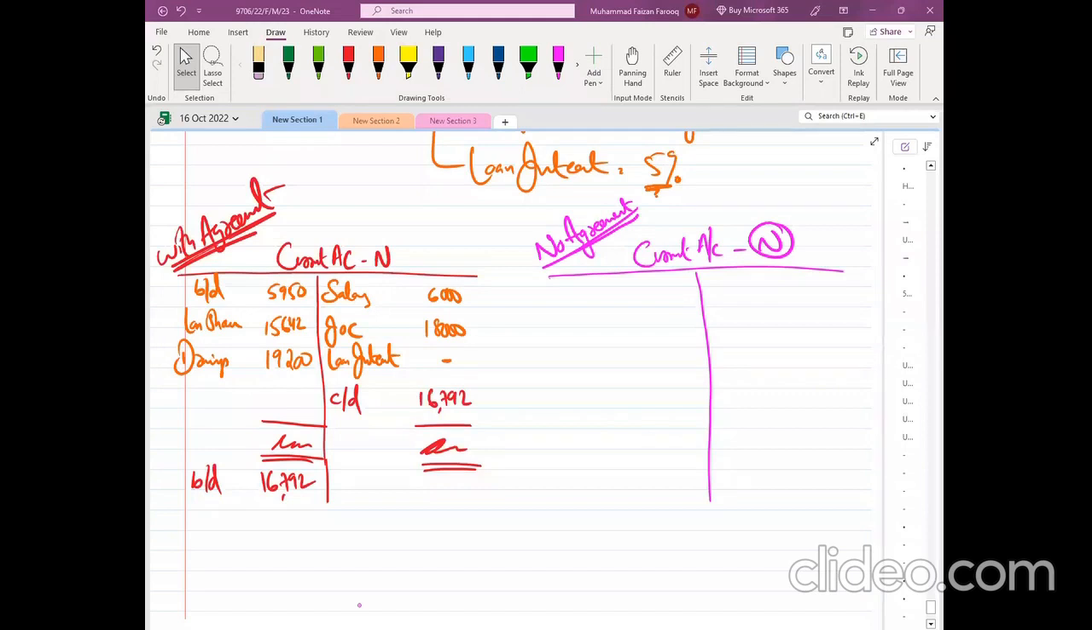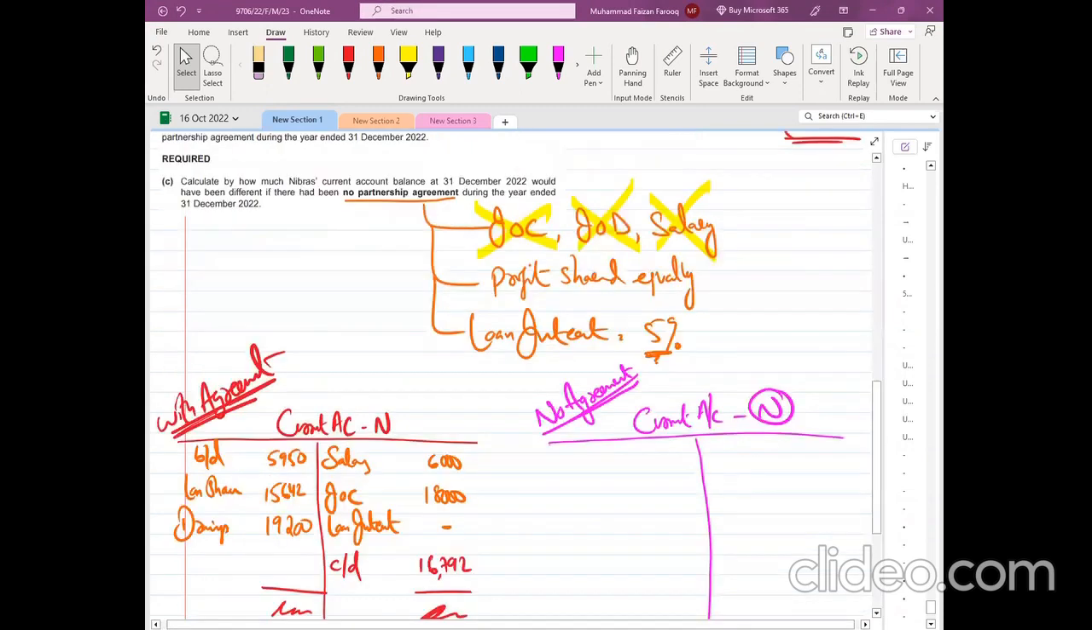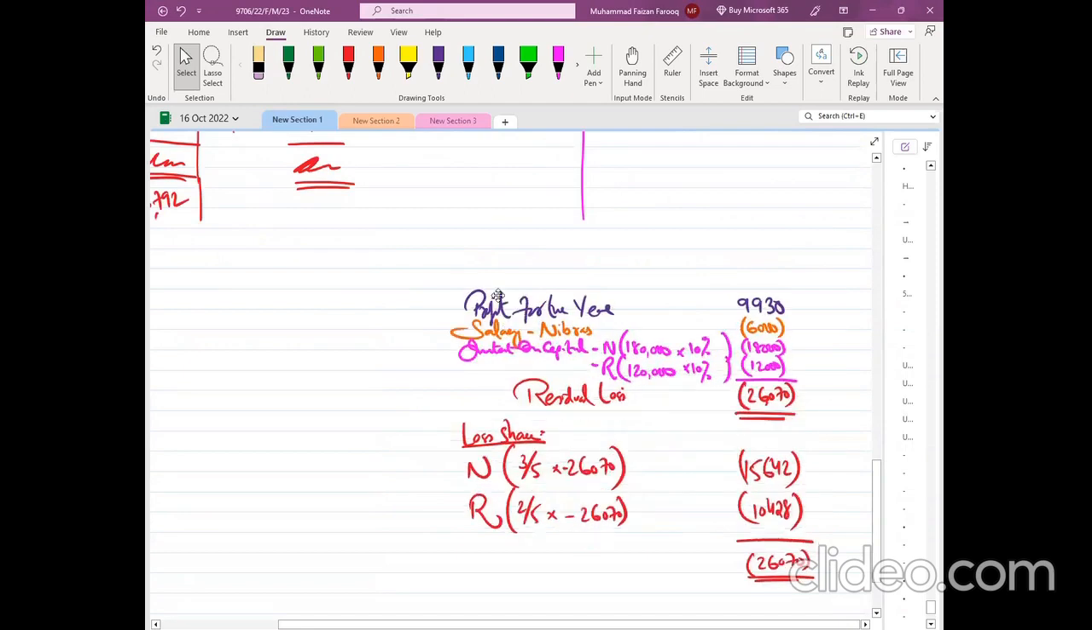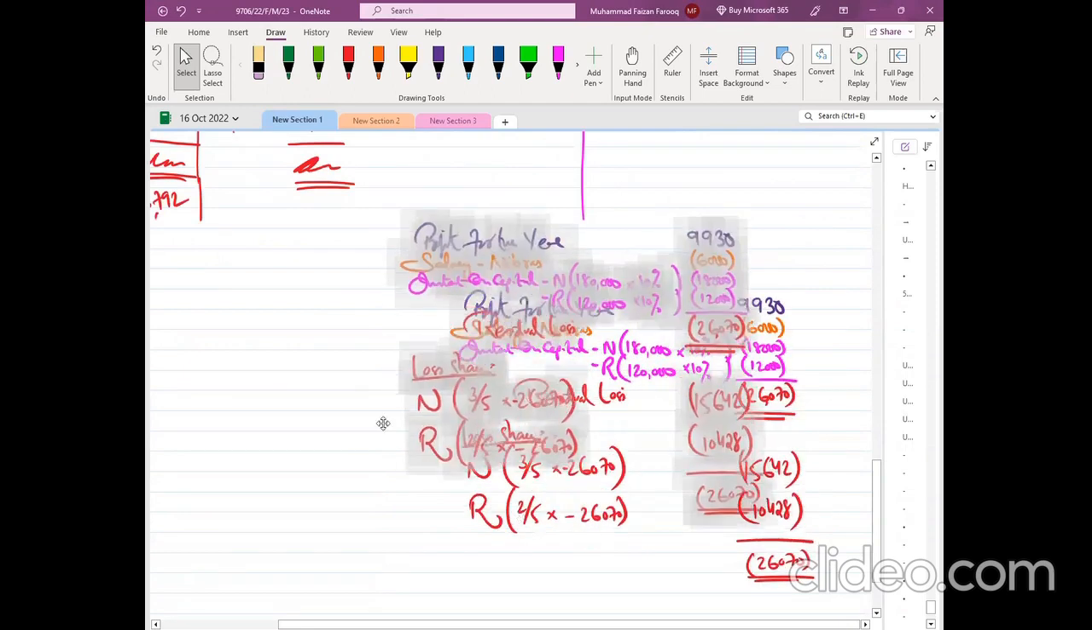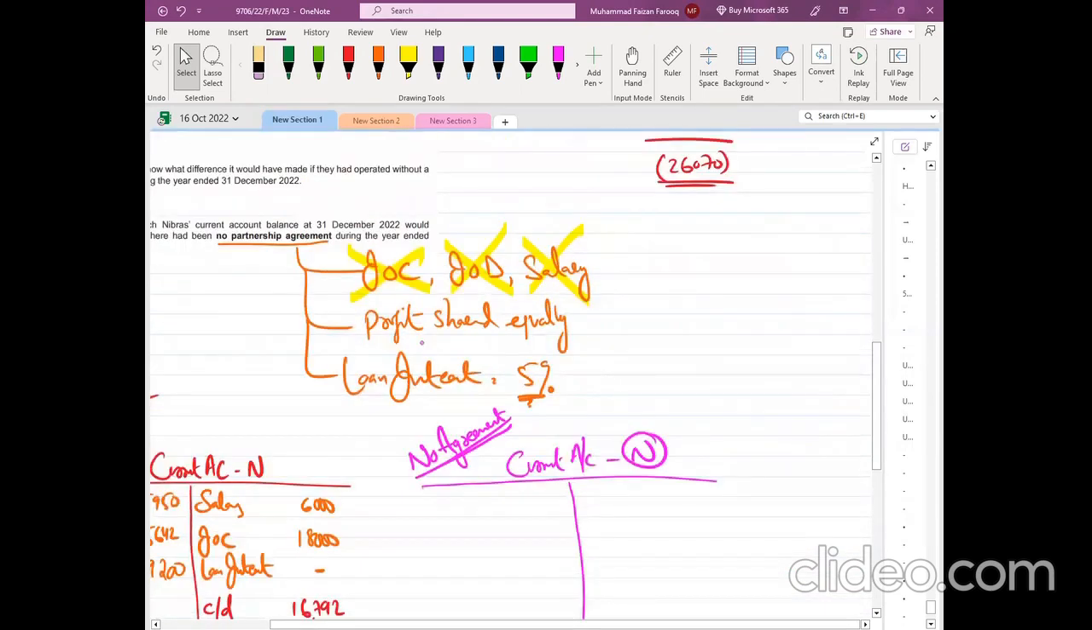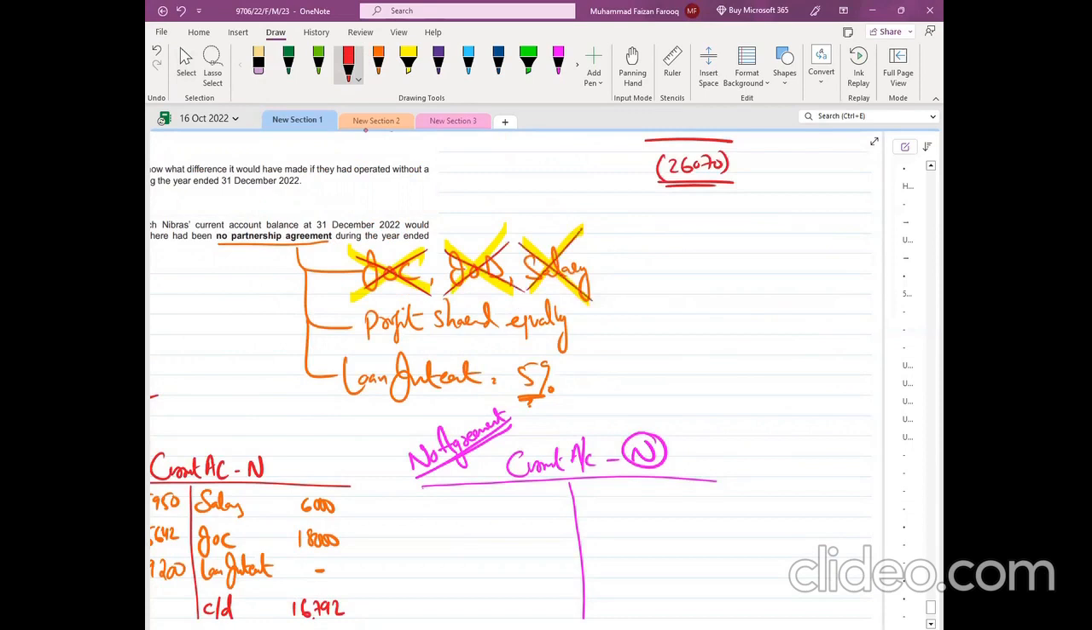Now the next one is current account if there is no agreement at all. Right or wrong? First of all, it's a critical thing. Please be very careful. This is our apportionment as per the agreement, right? We are aware that if there is no agreement, interest on capital will not be there. Interest on drawing will not be there. Salary cannot be there. Right or wrong?